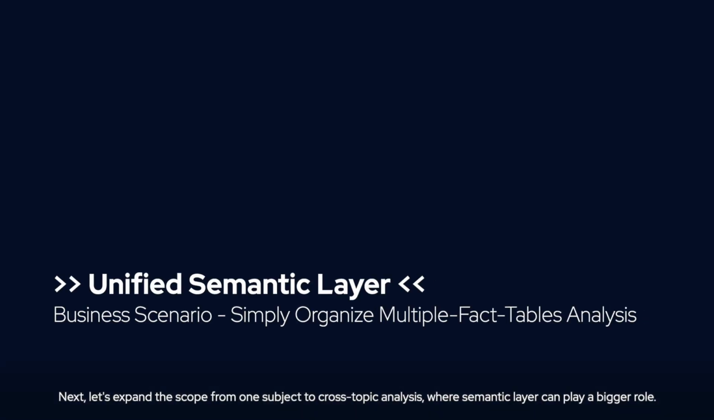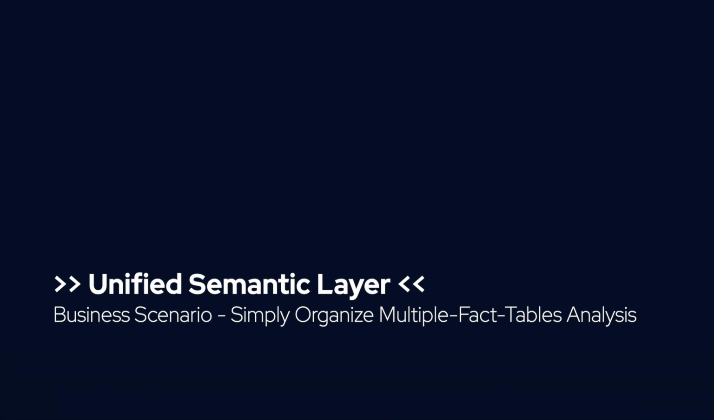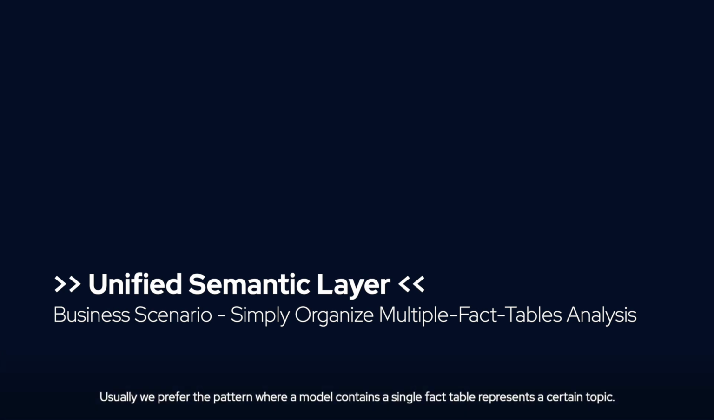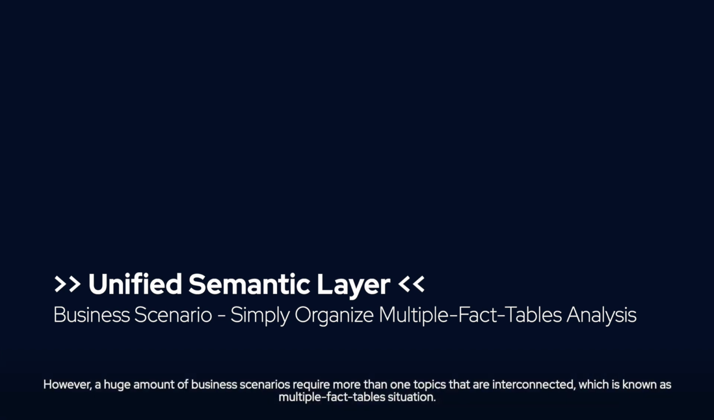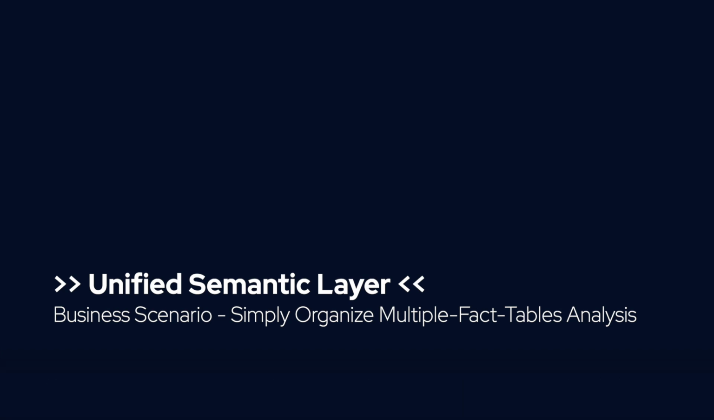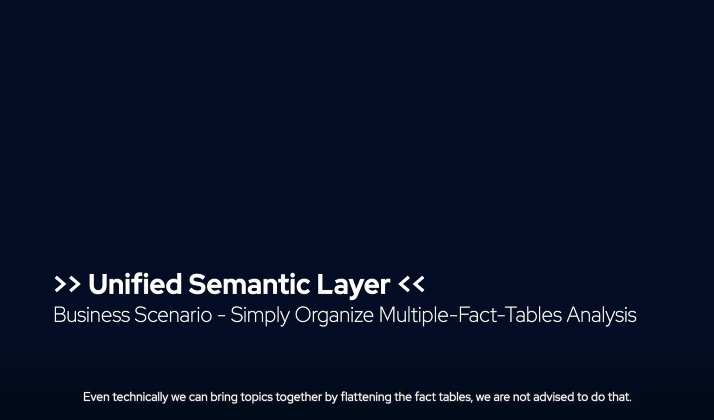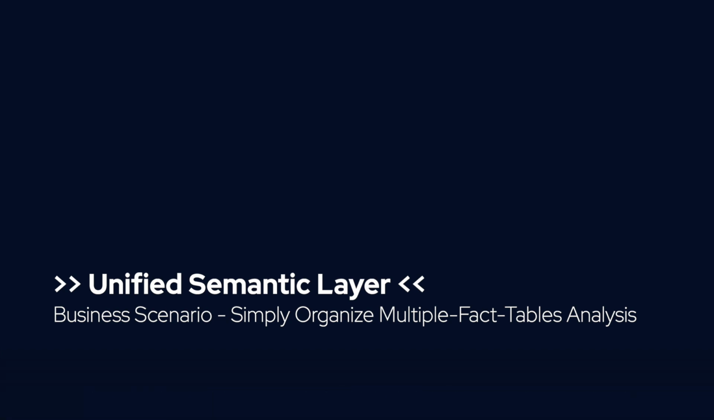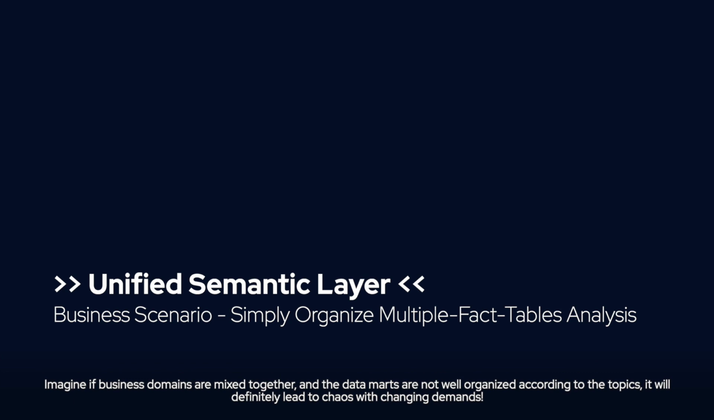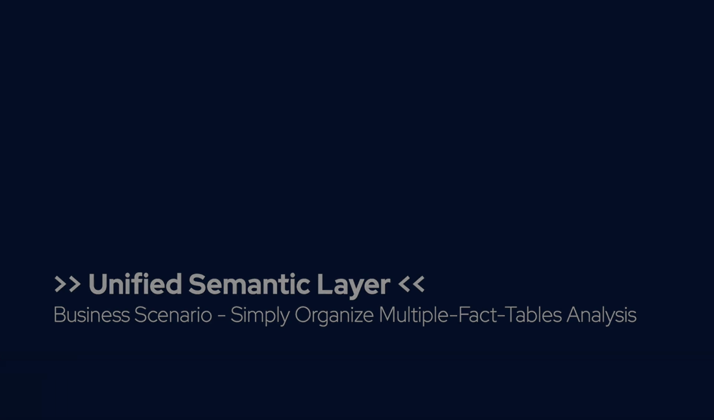Next, let's expand the scope from one subject to cross-topic analysis, where the semantic layer can play a bigger role. Usually we prefer the pattern where a model contains a single fact table representing a certain topic. However, a huge number of business scenarios require more than one interconnected topic, which is known as the multiple fact table situation. Even though technically we can bring topics together by flattening the fact tables, we are not advised to do that. Imagine if business domains are mixed together and the data marts are not well organized according to topics, it will definitely lead to chaos with changing demands.